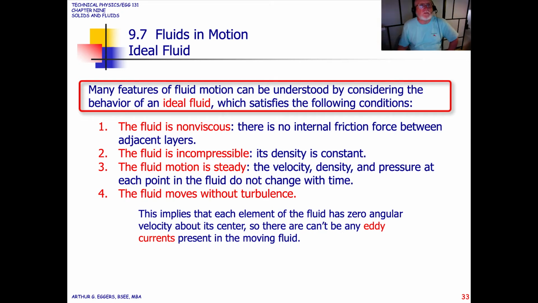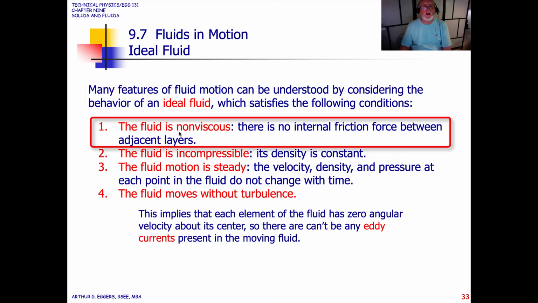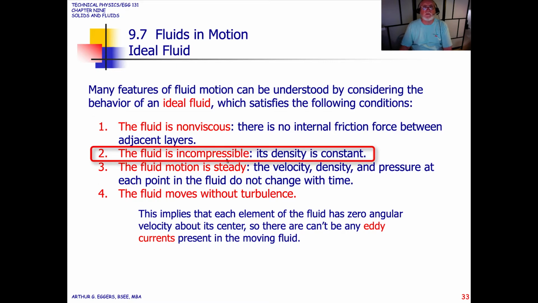So what's an ideal fluid? Many features of fluid motion can be understood by considering the behavior of an ideal fluid, which satisfies the following conditions. 1. The fluid is non-viscous. There's no internal friction force between adjacent layers. 2. The fluid is incompressible.